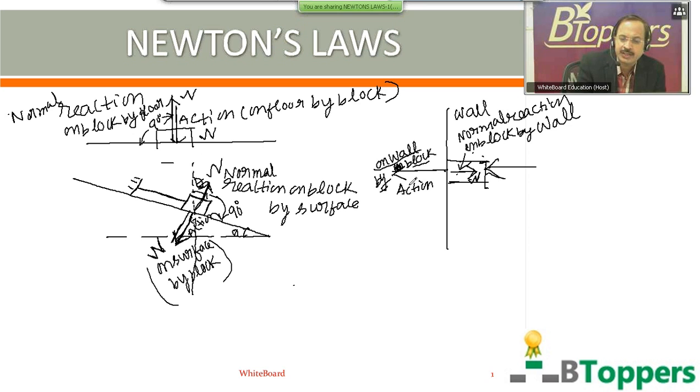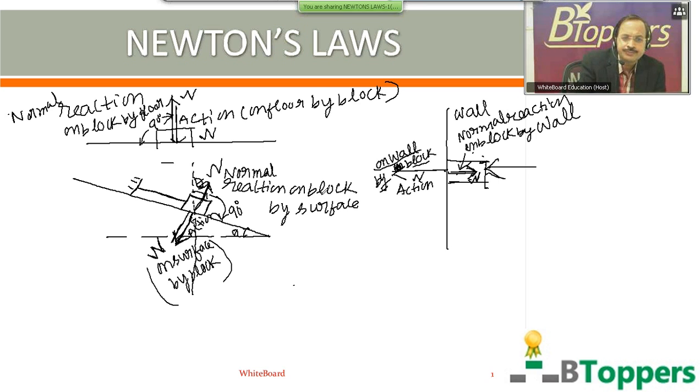So here the action is the horizontal force on the surface of the wall by the block, which is directed towards left side. The reaction will be the horizontal force exerted on the block by the wall, which acts towards right side. Again, action and reaction are the same in magnitude. If N is the magnitude of the normal reaction force on the block by the wall, then the modulus of the force on the wall by the block can also be written as equal to N. You can observe that in this example, the normal reaction force is directed horizontally.